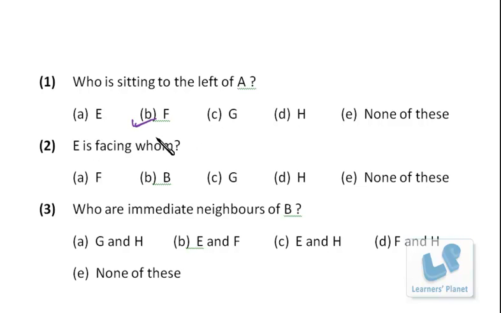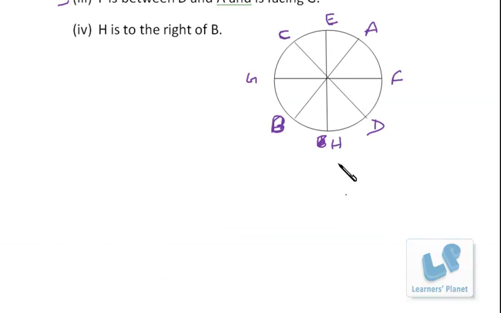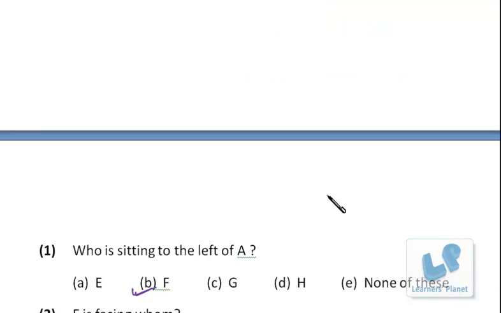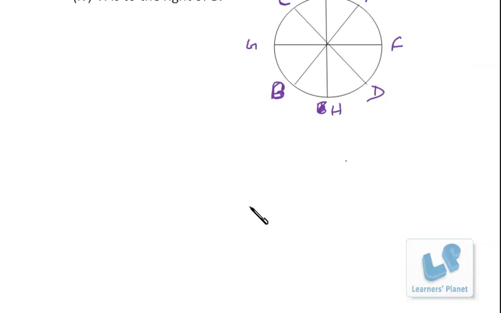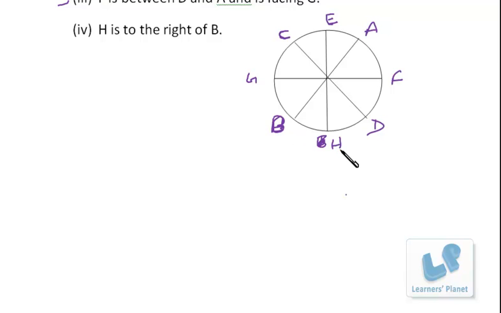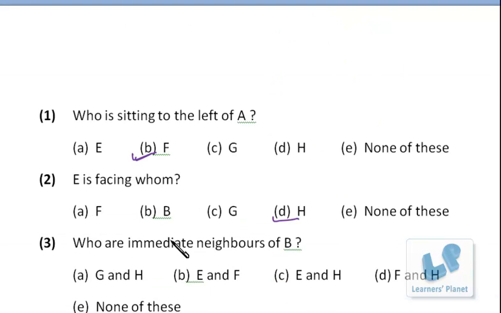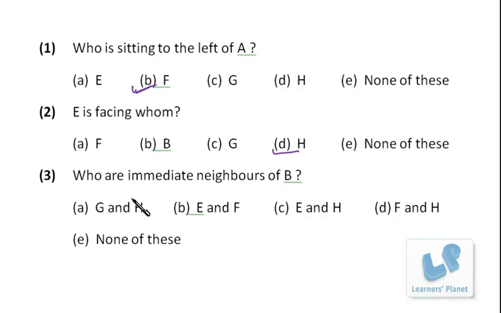Right? Now E is facing whom? Now where is E? E is facing H, as simple as that. So E is facing H. Who are the immediate neighbors of B? Just see, neighbors of B, these are H and G. So G and H, right?